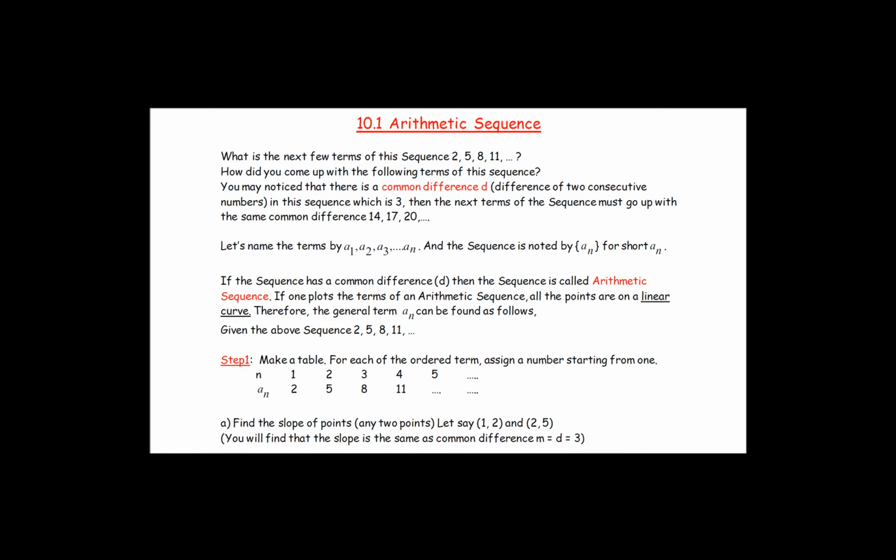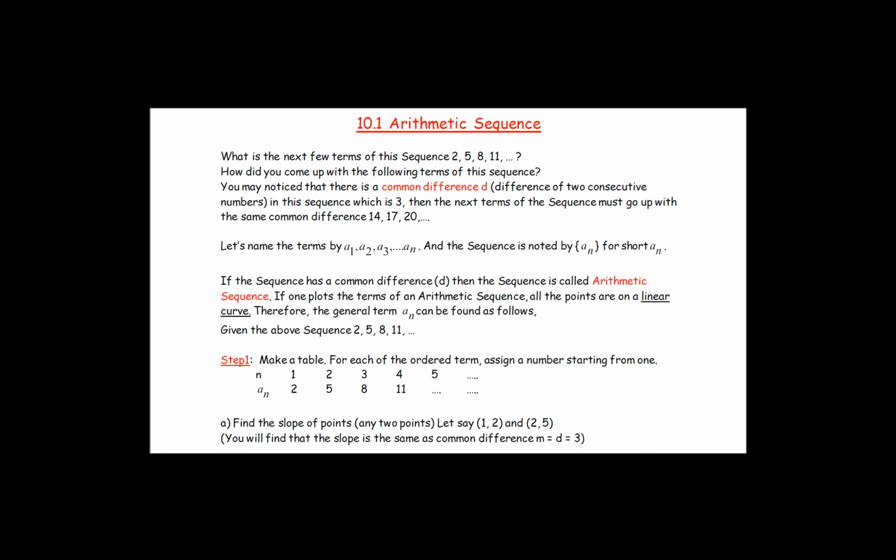In the example sequence, we have 2, 5, 8, and 11. In order to find the difference, you subtract the nth term from the (n plus 1) term. In this case, we can use 5 minus 2, and the difference would be 3.